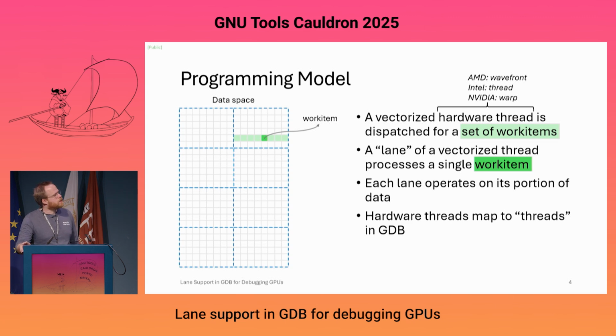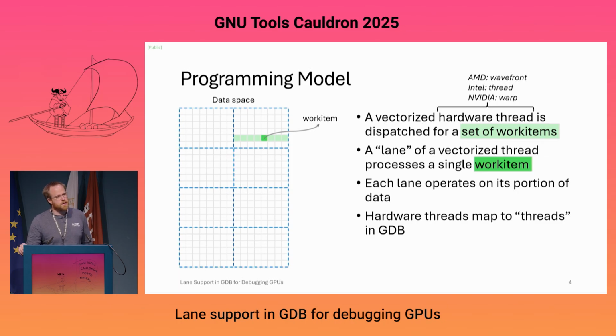On the hardware side, GPUs have big, highly vectorized cores, in a way. And so we have kind of hardware threads. There is a difficulty in terminology depending on who you talk to; you will have a different name for it. If you talk with AMD people, they call that a wavefront. If you talk to Intel people, they call that a thread. And if you talk to NVIDIA people, they call that a warp. But really, in the end, it's all the same thing.